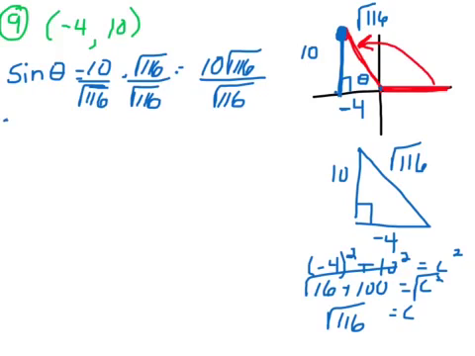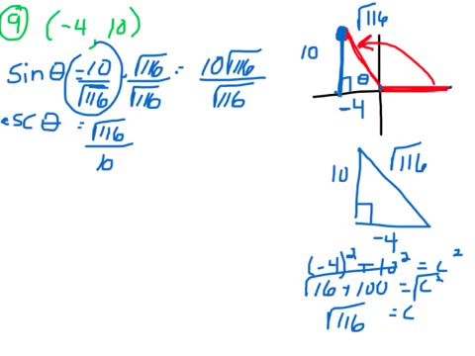Now for the cosecant, it is just flip that, and let me go back here to flip it though, so I don't have to undo a bunch of junk there. That would be the square root of 116 over 10.